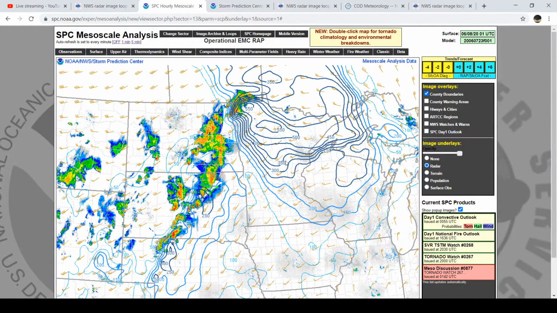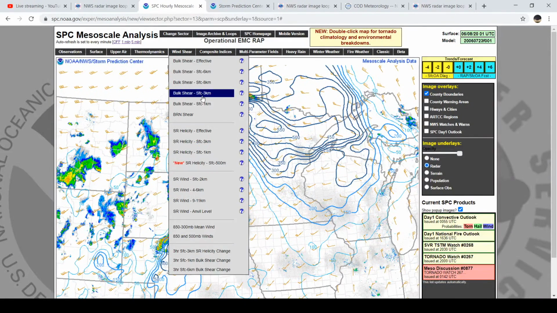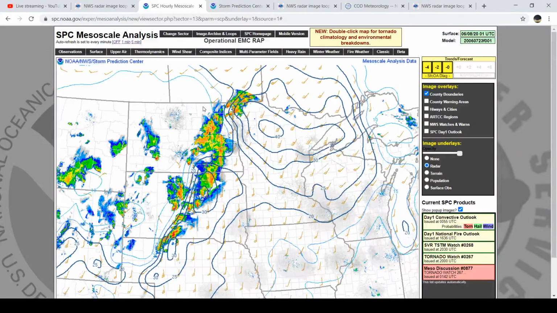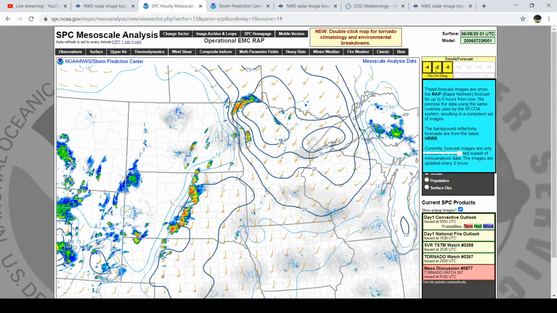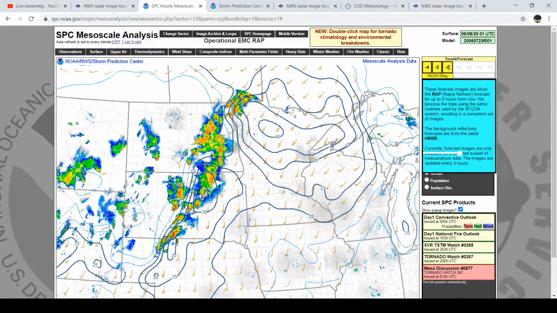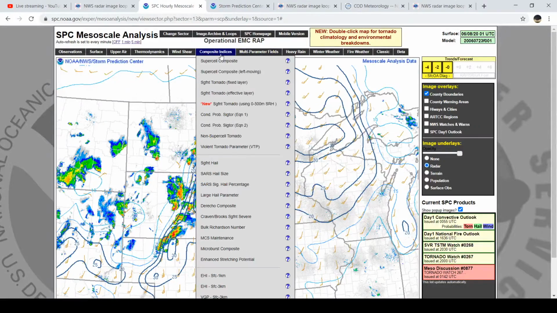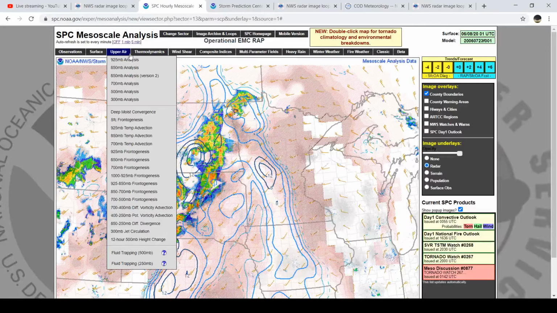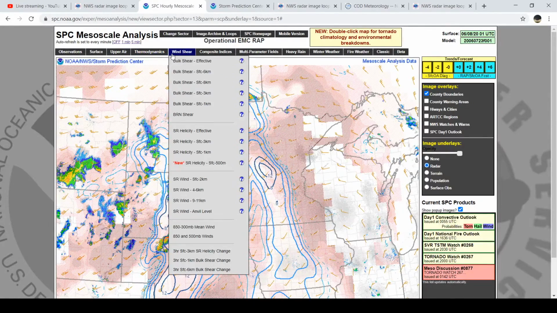As we see, a lot of the helicities along that warm front. Berkshire has definitely shifted more. Maybe not. Well, oh well. It happens.